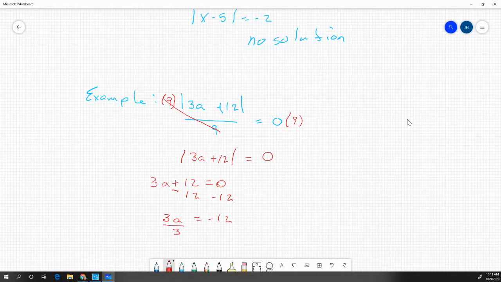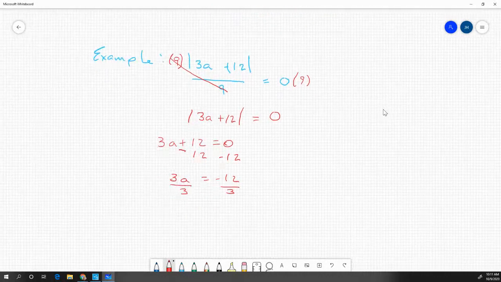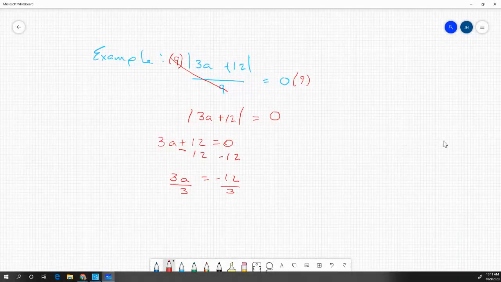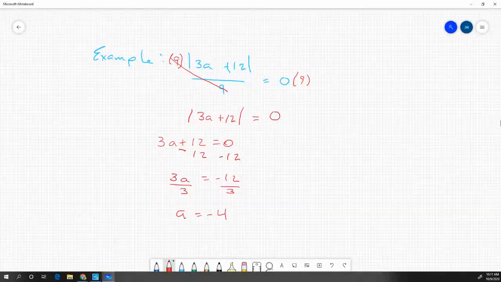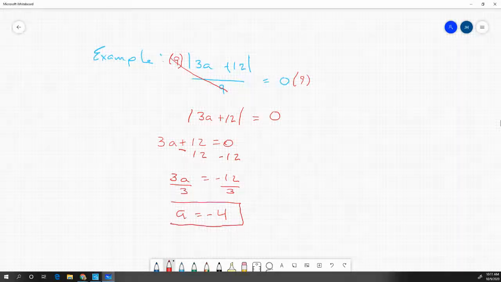And then we can divide by 3. Divide by 3. I'm going to have to scooch it up just a little bit. I almost had enough room. Our 3's are going to cancel. And we will have a equals negative 4. And that will be your only solution for this, right?